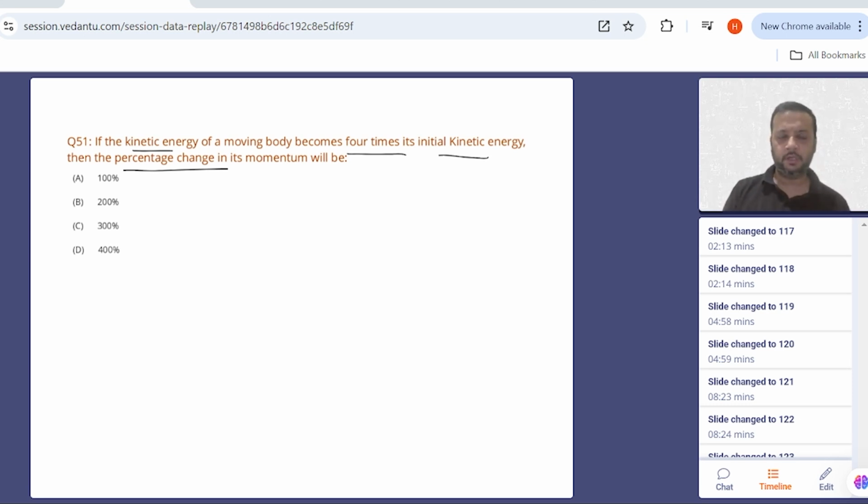Now, very easy question. So basically, let us say there was a body which had a kinetic energy of K naught, and its linear momentum was P naught. And finally, the kinetic energy has become 4K naught. So let us say the final momentum becomes P final. Now, there is a relation between linear momentum and kinetic energy, which is momentum is equal to the square root of 2 times the mass of the object times its kinetic energy.